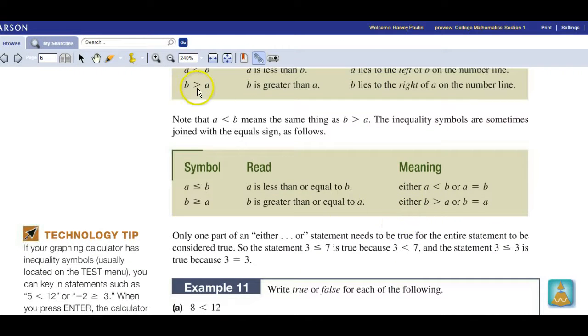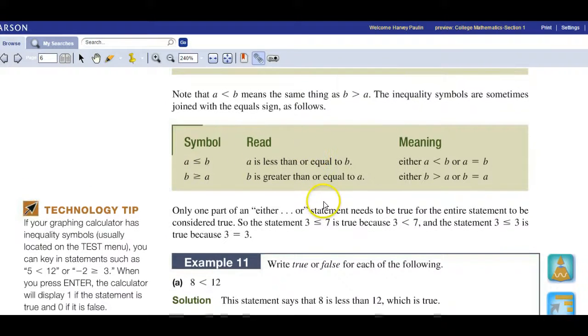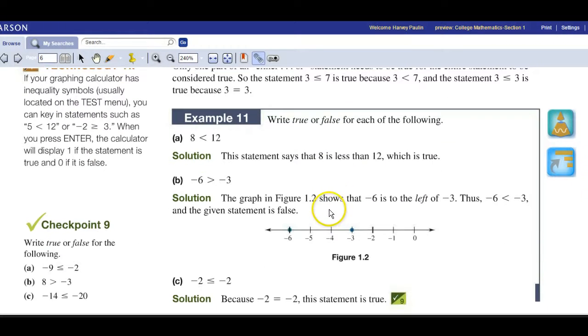Now, a modification of these is if we add half of an equal sign. This is A is less than or equal to B. B is greater than or equal to A. Now, for this to be a true statement, just part of that needs to be true. And you'll be given examples of this.